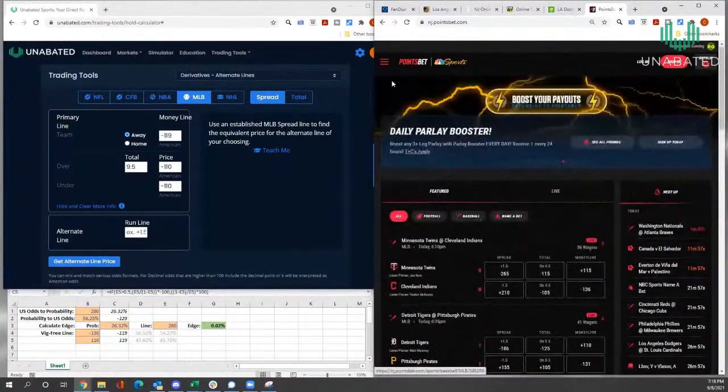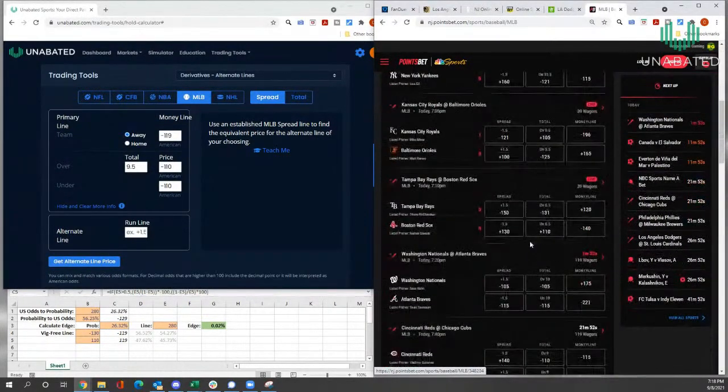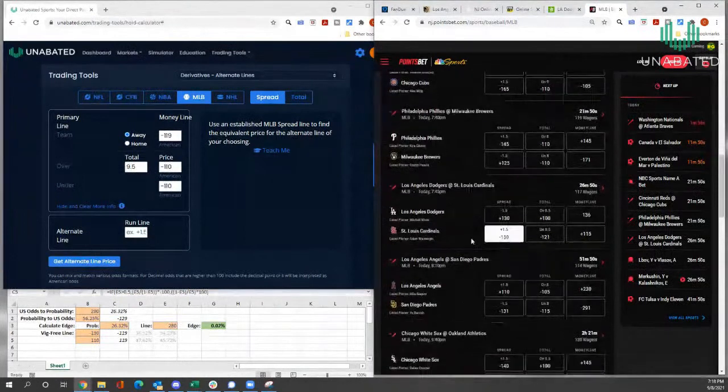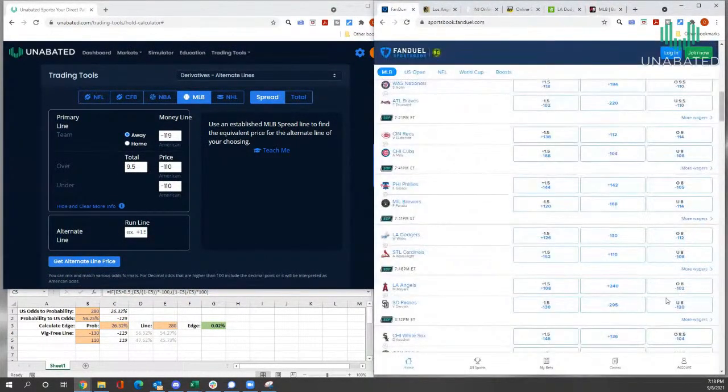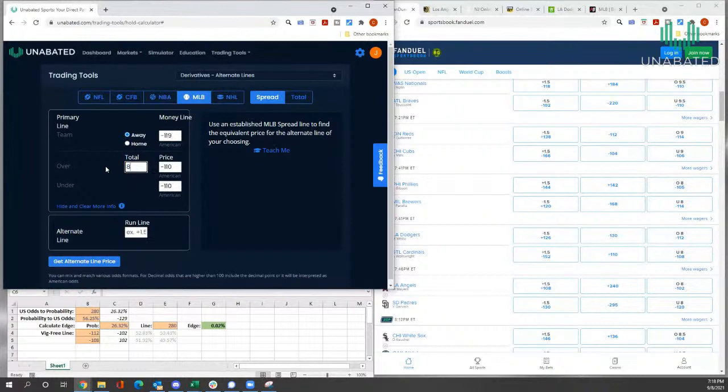Of course, you don't have it in your top list there. Let's pull it up. They have it at 8.5, slanted to the under. FanDuel had it 8.5, 8, minus 112 to minus 108. Let's go with that, minus 112 to minus 108. And we see that the VIG free price is minus 102 to the over. So we can go ahead and put that in here as well. Minus 102 to the over, plus 102 to the under.